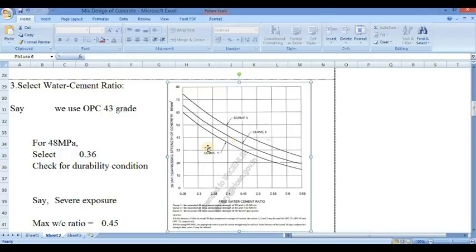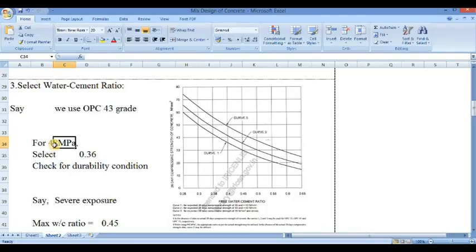The next factor is the 28-day compressive strength of your concrete. In our case this is 48 MPa. Not the grade, in this case we have to consider the target strength, so obviously this is 48 MPa. So these are the 2 factors. After a short while we will discuss the third factor. From these 2 factors we can pick up the water cement ratio.